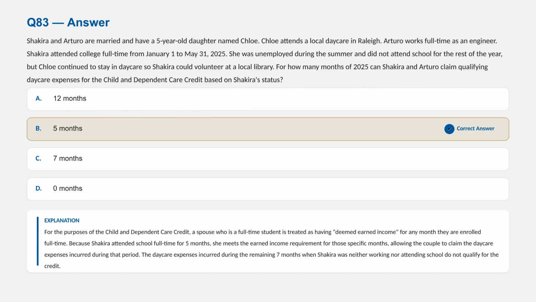The correct answer is B. 5 months. For the purposes of the child and dependent care credit, a spouse who is a full time student is treated as having deemed earned income for any month they are enrolled full time. Because Shakira attended school full time for 5 months, she meets the earned income requirement for those specific months, allowing the couple to claim the daycare expenses incurred during that period. The daycare expenses incurred during the remaining 7 months, when Shakira was neither working nor attending school, do not qualify for the credit. Great. Now let's move to our next question.